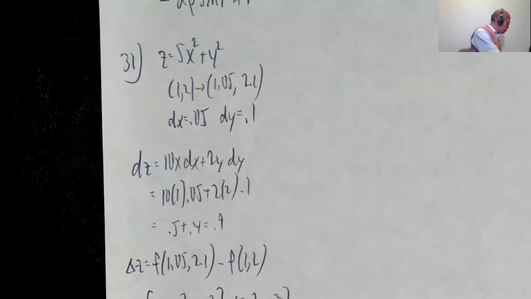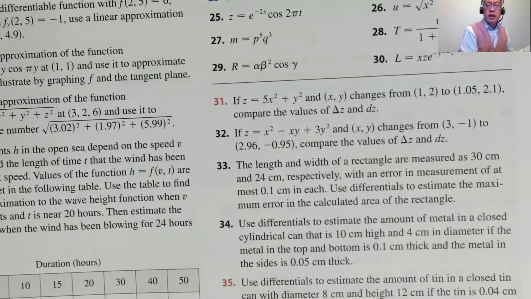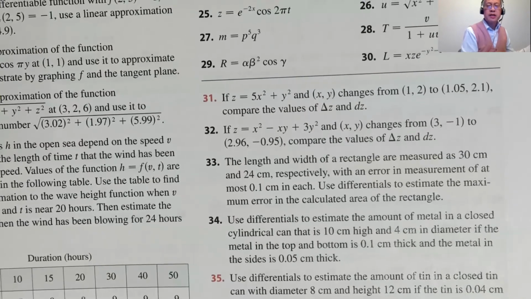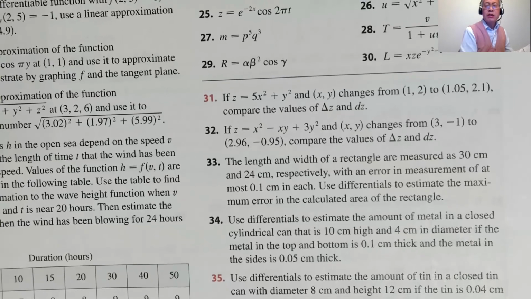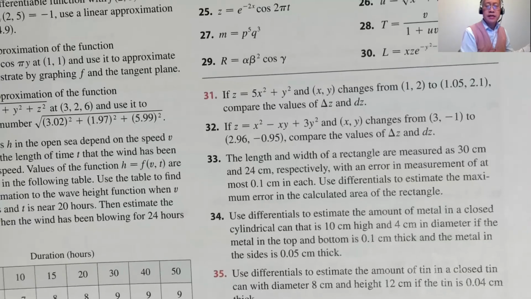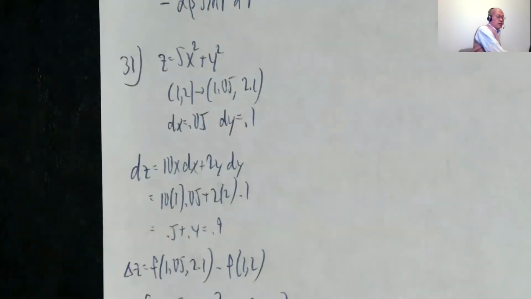Okay, finally 31. You're going from (1, 2) to (1.05, 2.1). Find delta z and dz. Delta z is the actual change in the function value. It's harder to compute in general. dz is a little bit easier, as we shall see.